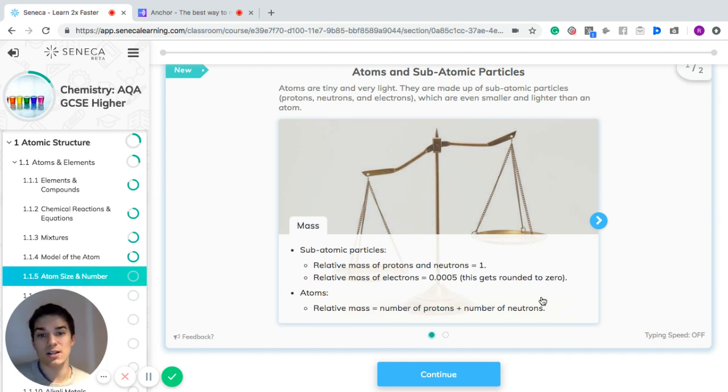So we can say that the relative mass of protons and neutrons is 1, and the relative mass of electrons is 0. Now, in atoms, the relative mass is the number of protons plus the number of neutrons.